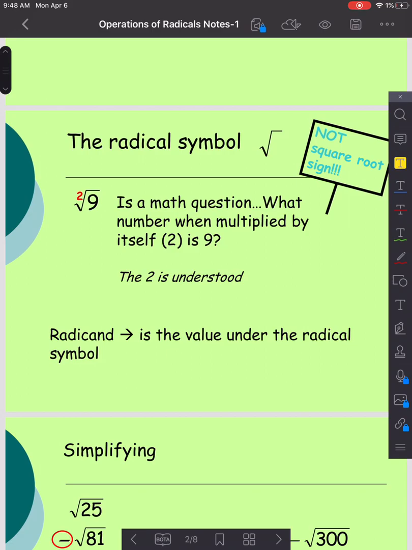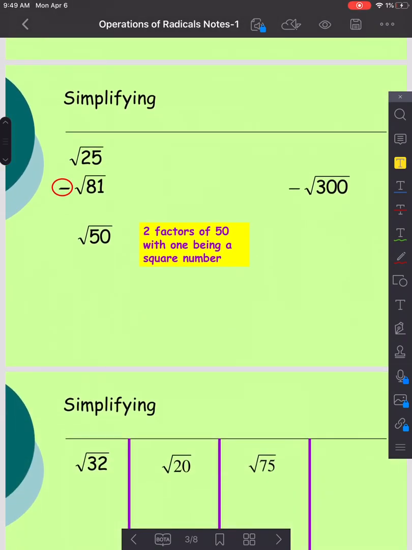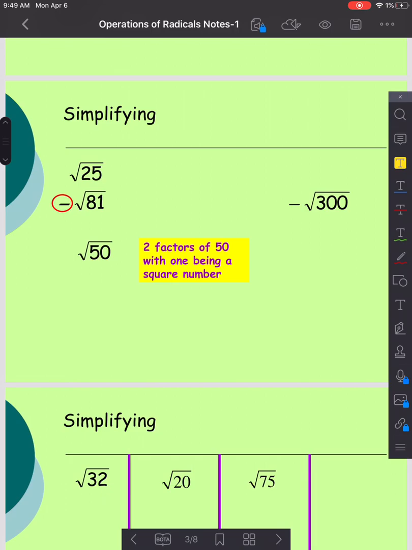It's what number times itself gives you the number underneath the radical. So anytime that the number isn't written in the corner of the radical, it's always a square root. So like the square root of 9 is 3 because 3 times 3 gives us 9. Okay. So when we're simplifying, we look for perfect squares, and I gave y'all a list of perfect squares whenever we were still in school. So you can always reference back to that, or at the end of this video, I can list all the perfect squares for you.